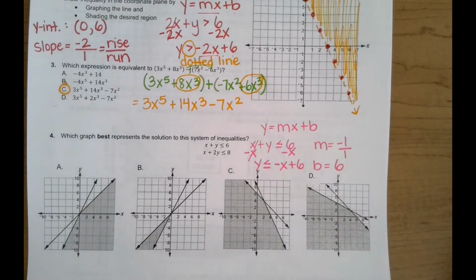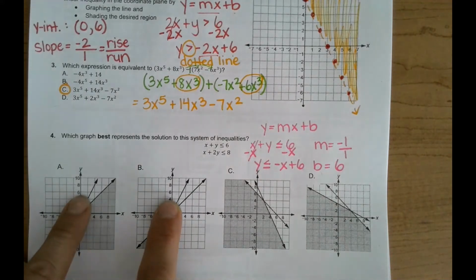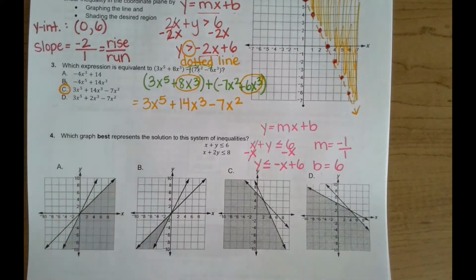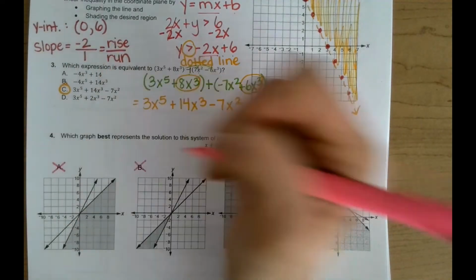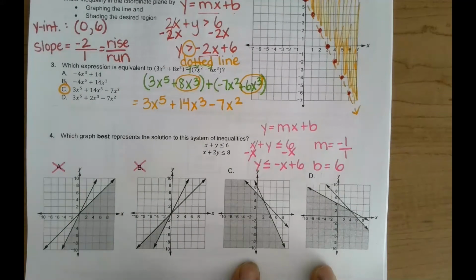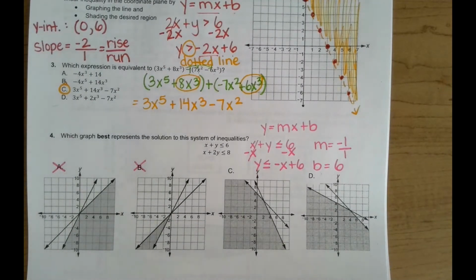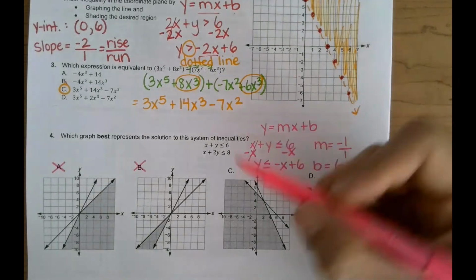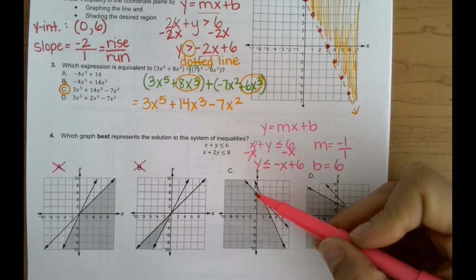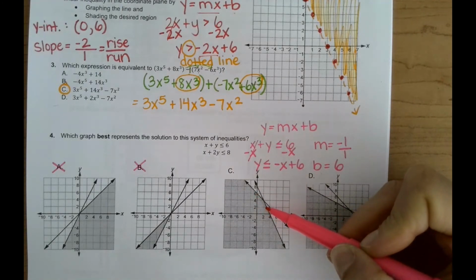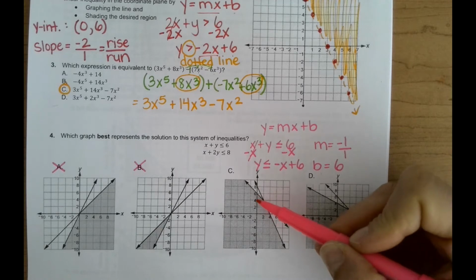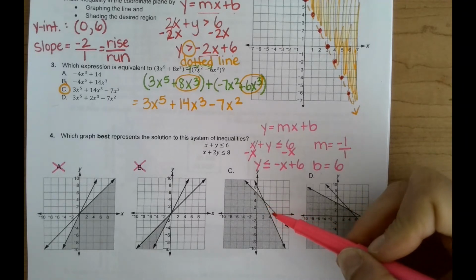So then I'm going to check to see which lines. I know it's not these two because neither of them have a y-intercept at 0, 6, so I can eliminate those options. So now I know it's between C and D. Notice how the shading's a little different here. So let's check. They both have a point at 0, 6, and then this one should be going down 1, right 1, down 1, right 1, down 1, right 1. Okay, so that one's correct.